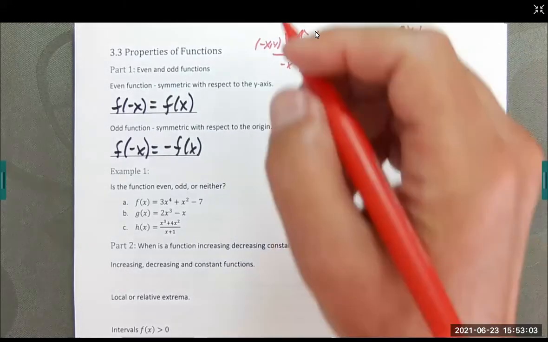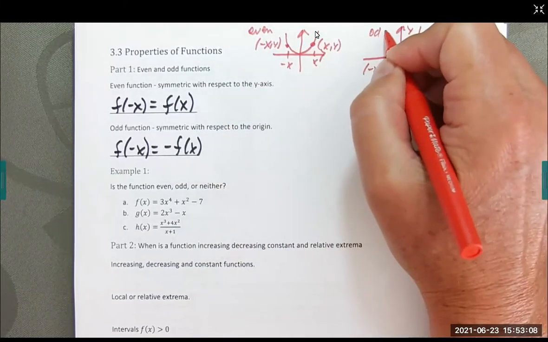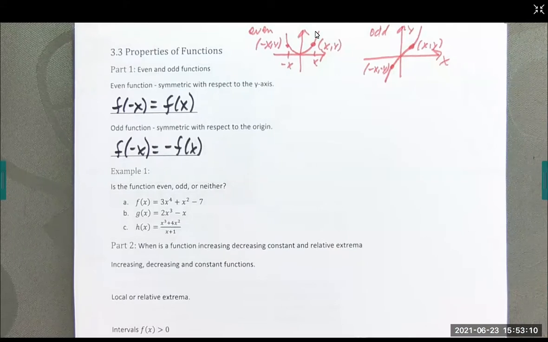So this is even, this one's odd. Now, most functions are not either. They're not even or odd. So let's do some examples.